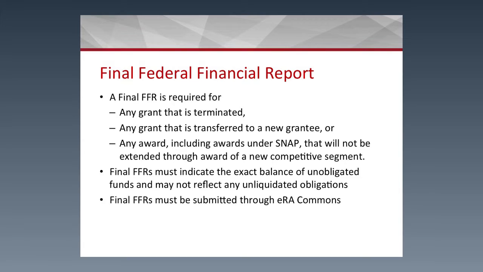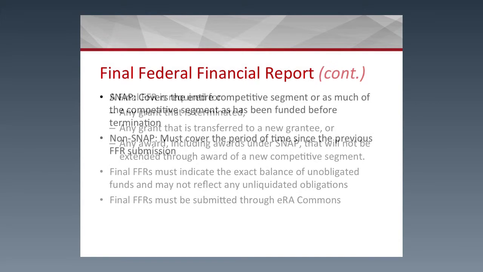The final federal financial report is required for any grant that is terminated, any grant that is transferred to a new grantee, or any award, including awards under SNAP, which will not be extended through award of a new competitive segment. Final FFRs must indicate the exact balance of unobligated funds and may not reflect any unliquidated obligations. The final FFR must be submitted through ERA Commons.